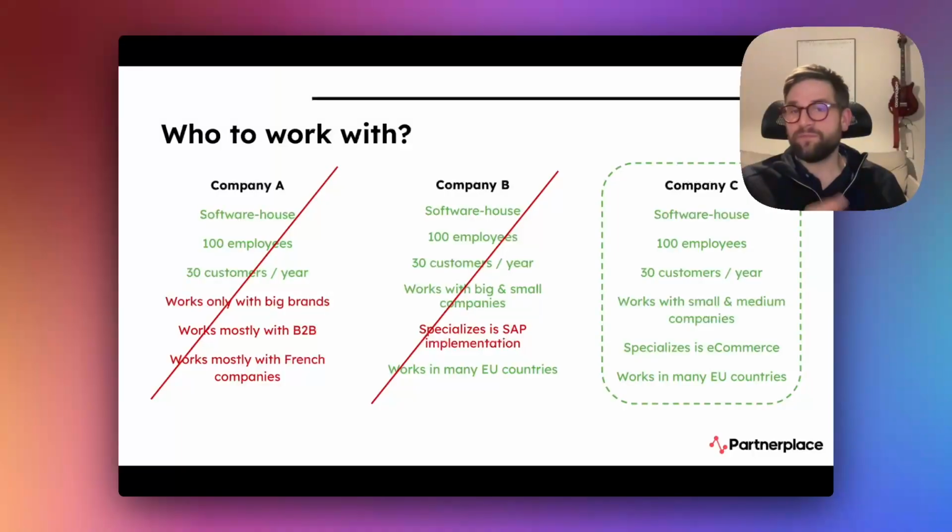For company B, everything seemed okay until you reach a specialization in SAP implementation. SAP is a system that doesn't require user experience and doesn't require any sort of design, so you will not have a good fit with this company. Company C, on the other hand, is a perfect fit, and you should start working with company C.